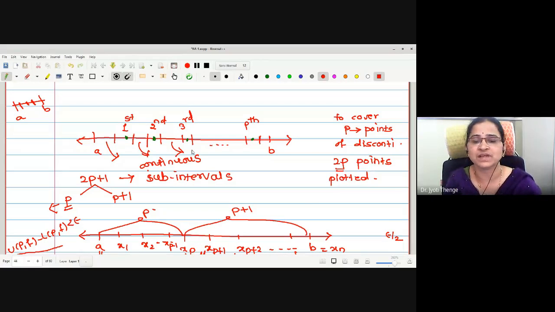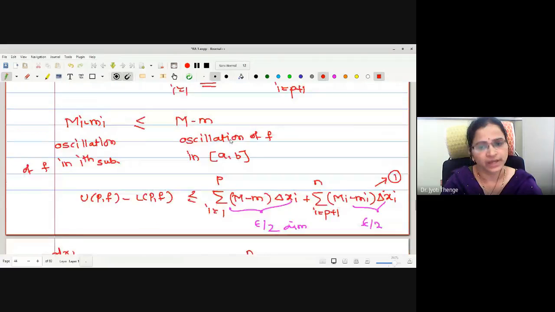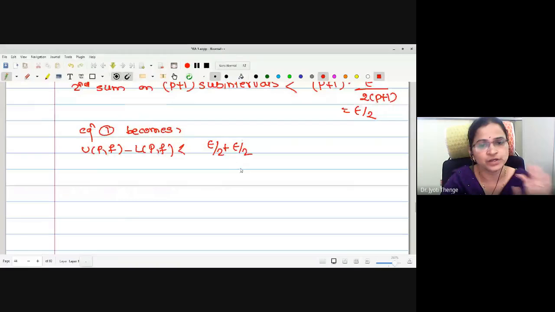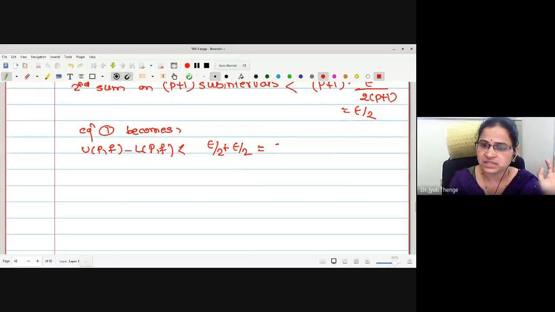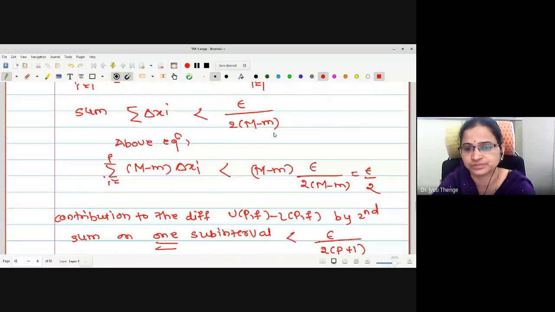Those subintervals are not necessarily always coming together. Therefore, we have to write the contribution by each subinterval on which the function is continuous, and finally we have to add the contributions, right? Therefore, having understood the fact, we have made this UPF minus LPF less than epsilon finally.